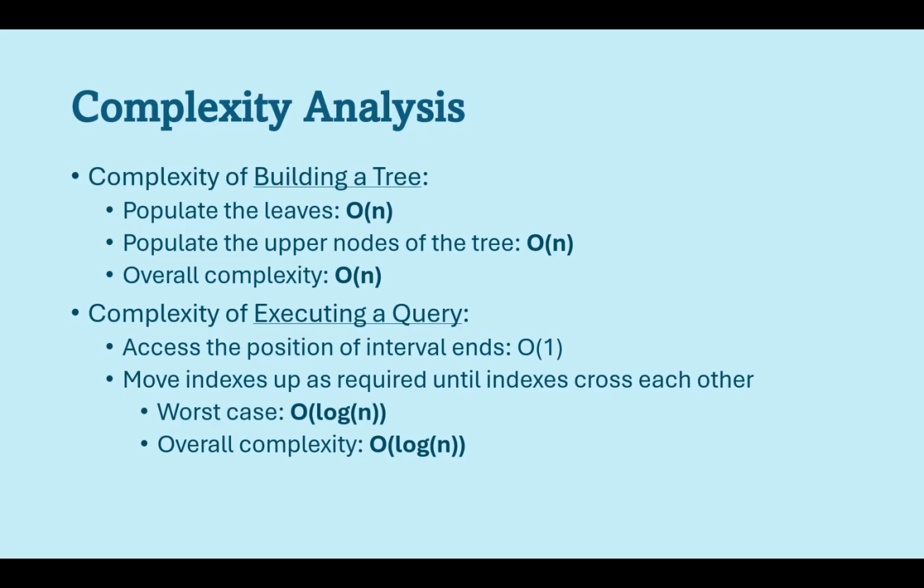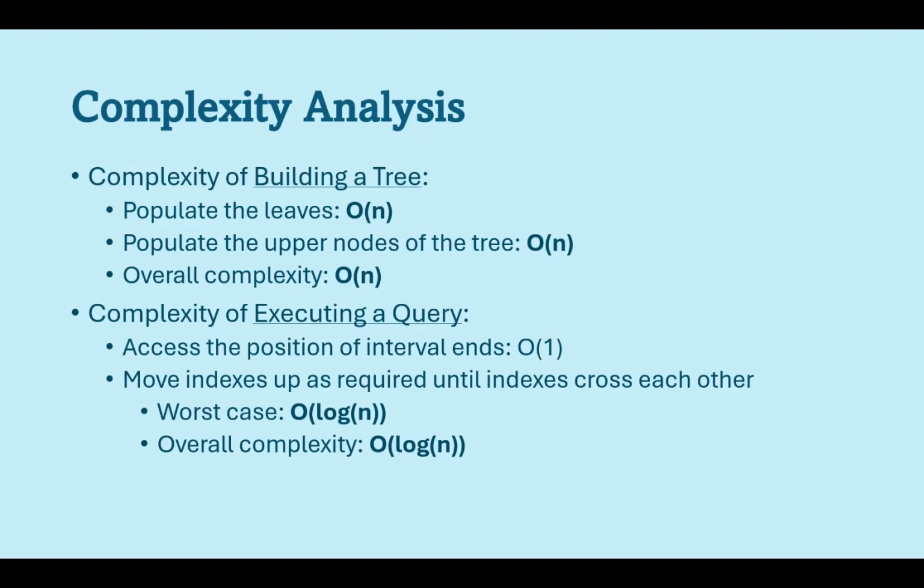Moving forward, the complexity analysis. For complexity analysis, there is the complexity of building a tree, which first populates the leaves. Since there are n items in the array, the complexity would be O(n). Next, populate the upper nodes of the tree. The size of the array is S equals n times 2, so there are n upper nodes to be populated, meaning the complexity is O(n). Therefore, the overall complexity of building a tree is O(n).